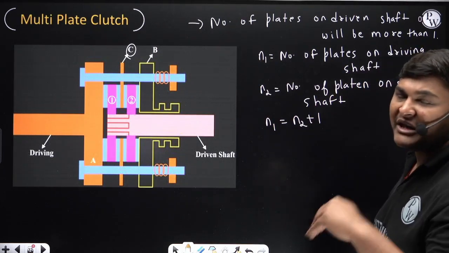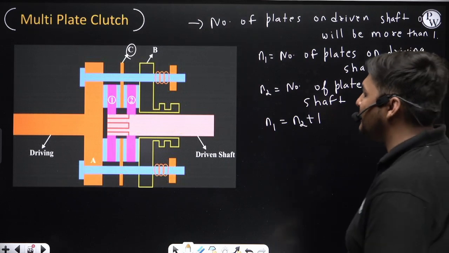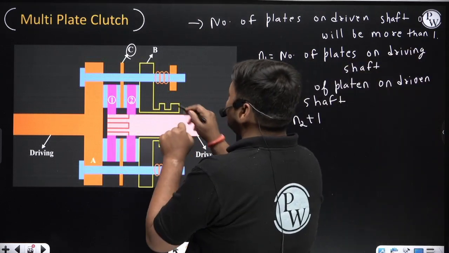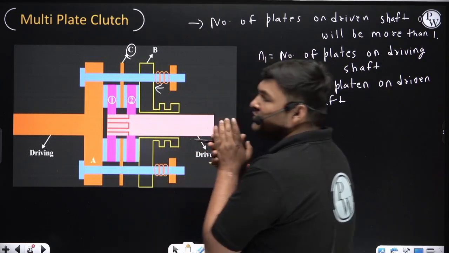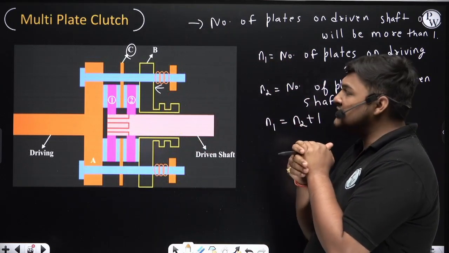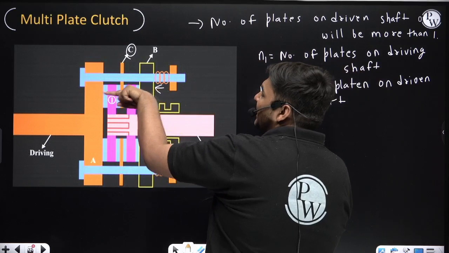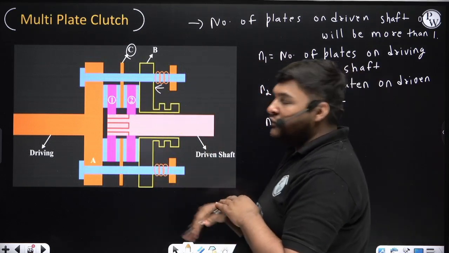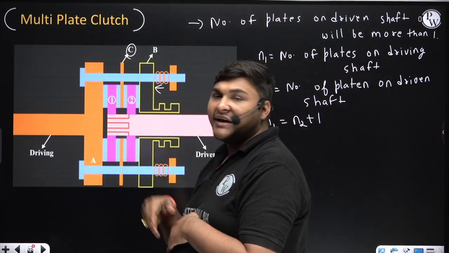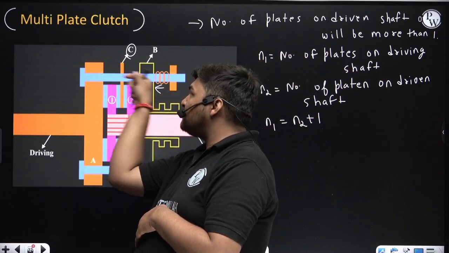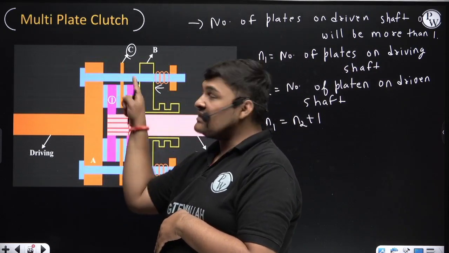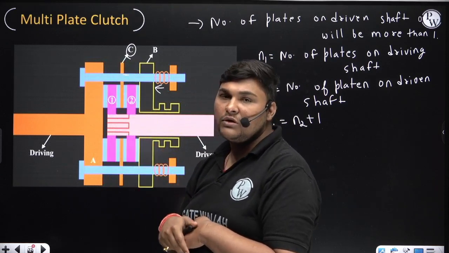Now, working is the same as single plate clutch with both side effective, means when it is in engaged position, this spring will be in compressed position, due to which spring force W will come in this direction, which will try to move plate B in this direction, which will try to move plate 2 in this direction, and ultimately this plate 2 with force W will try to move this plate C in this direction, and C can move in this direction through this bolt.